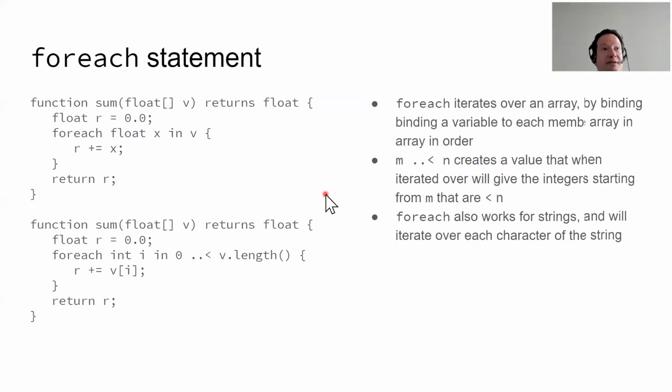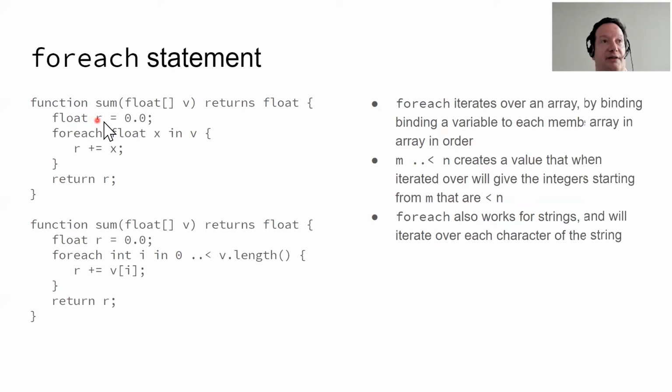Okay, so if you have arrays, we want to iterate over them, and there are two ways we can iterate over arrays. Both use the foreach keyword. One is you can iterate over each member. So here we're iterating over an array and adding it up. This foreach binds x successively to each member of the array and executes what's in curly brackets. It's a bit like foreach in C#, actually.